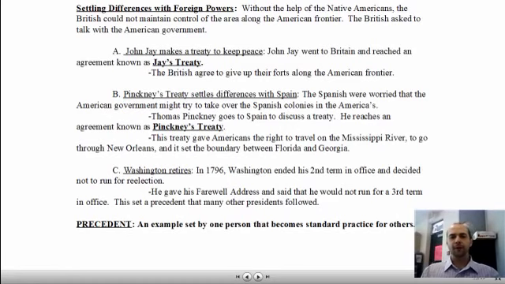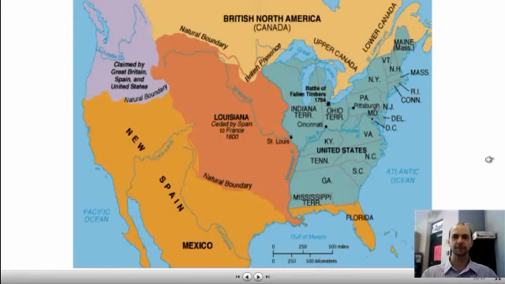So since Washington was the first president, he created a lot of precedents, and a precedent is an example set by one person that becomes standard practice for others. Some of those precedents are the fact that he gave a farewell address, that he would give an annual State of the Union address, that he would only serve 2 terms in office, and there were many others. And Washington, he was lucky because he got to set those precedents, and he did a really nice job. And other presidents after him, they obviously followed those precedents.